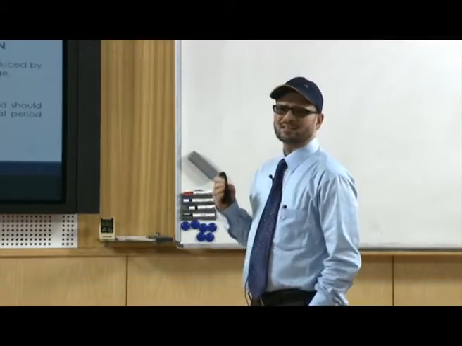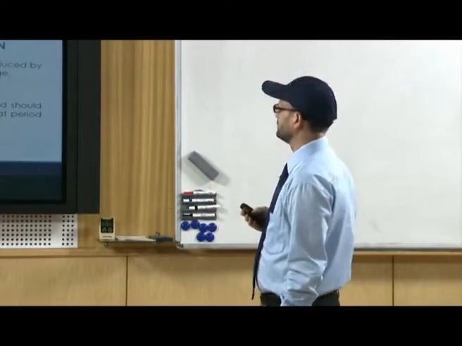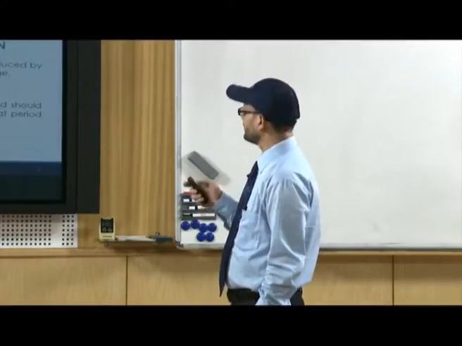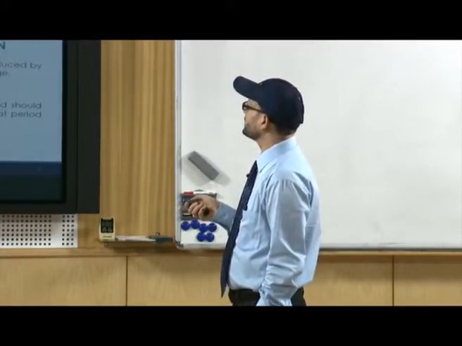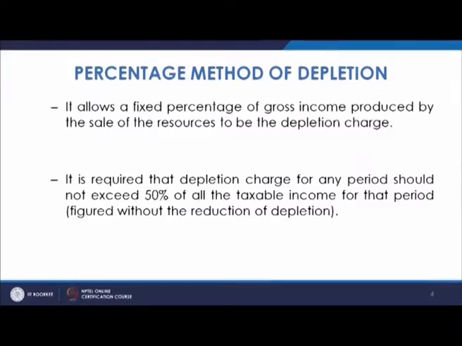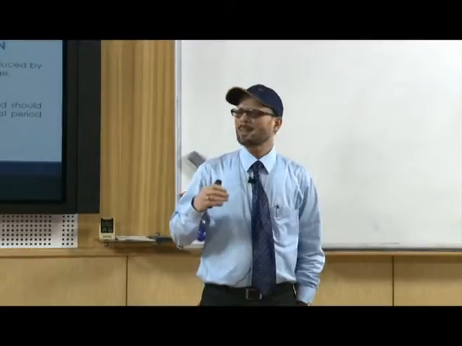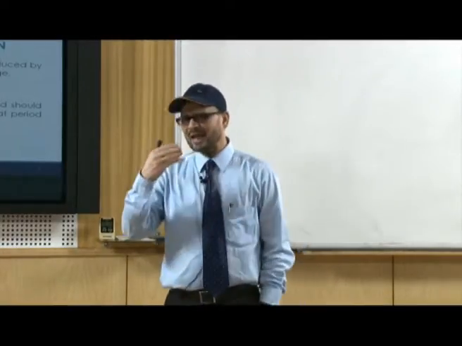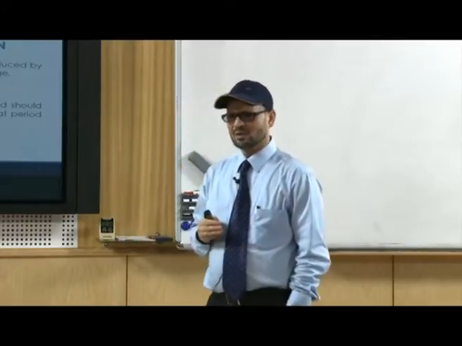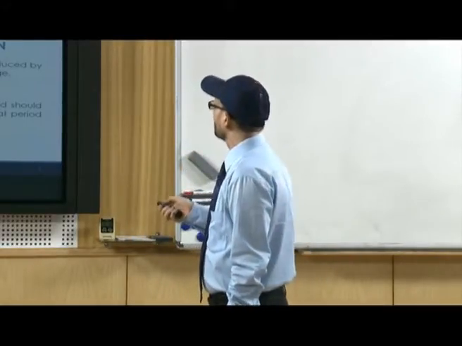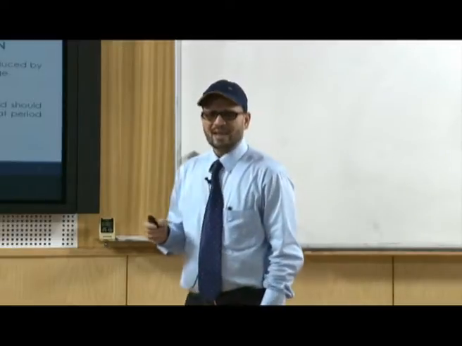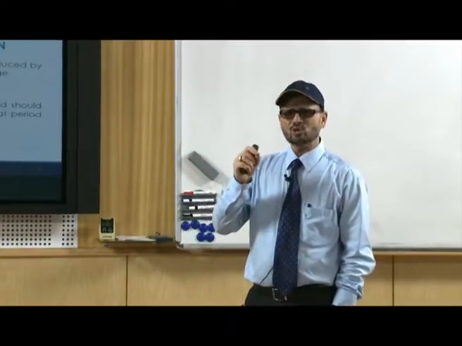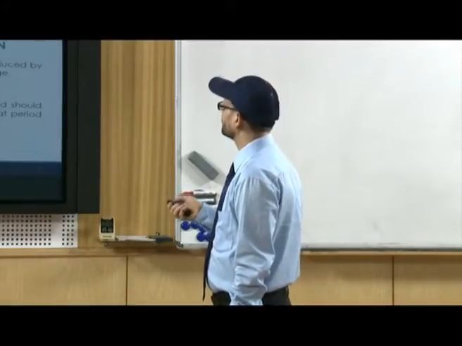Then there is another method that is known as the percentage method. In this case, a fixed percentage of the gross income produced by the sale of resources is known as the depletion charge. So, whatever the gross income, depending upon the type of mineral resource, a percentage is fixed and that is said to be the depletion charge.